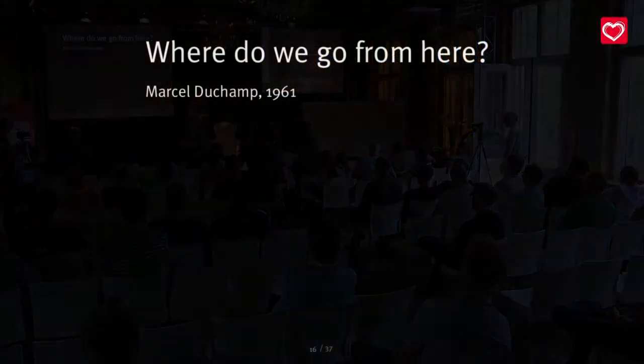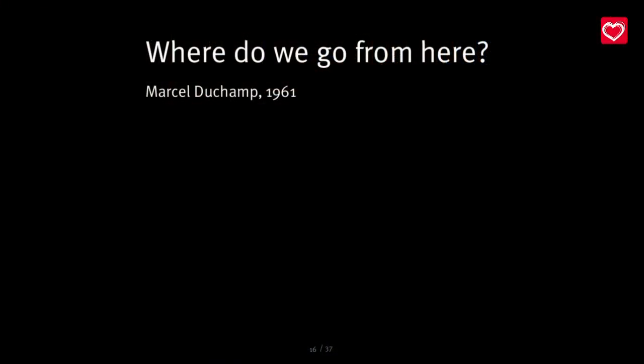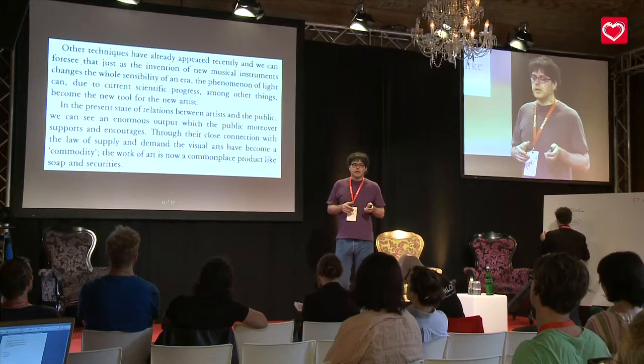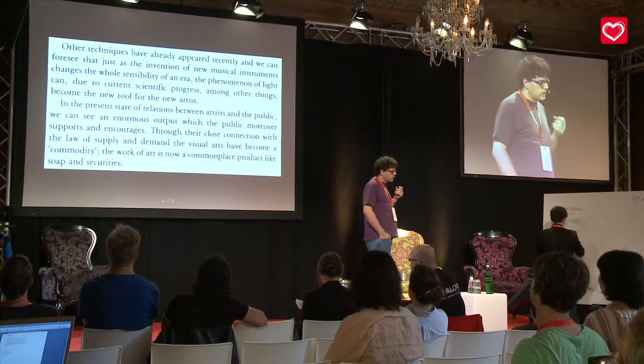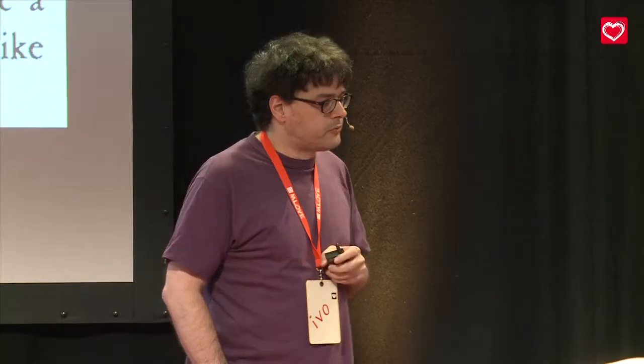It was also used later by Martin Luther King in 76. So where do we go from here was the title of a text Marcel Duchamp has written. And this is really a very interesting text, but I just will quote some words. For instance, he just said, "The phenomenon of light can become the new tool for the new artist."